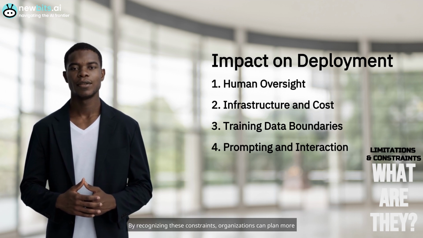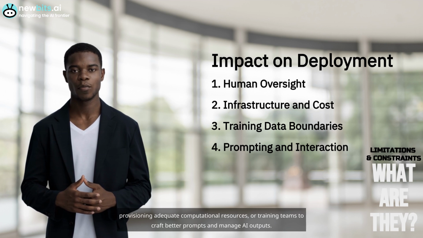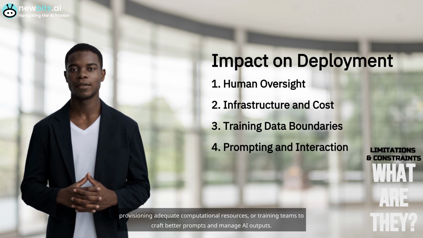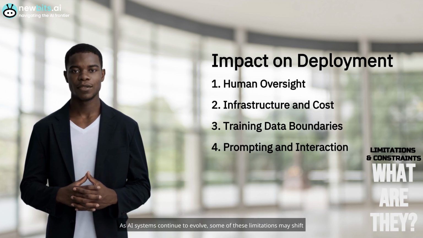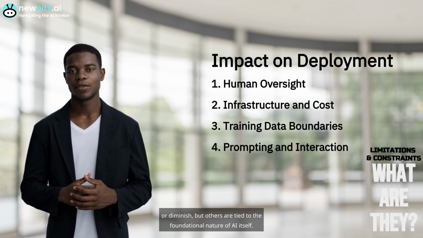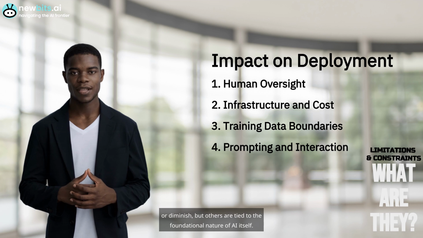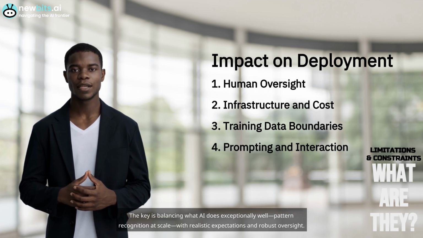By recognizing these constraints, organizations can plan more effectively, whether that means limiting the scope of AI projects, provisioning adequate computational resources, or training teams to craft better prompts and manage AI outputs. As AI systems continue to evolve, some of these limitations may shift or diminish, but others are tied to the foundational nature of AI itself. The key is balancing what AI does exceptionally well, pattern recognition at scale, with realistic expectations and robust oversight.